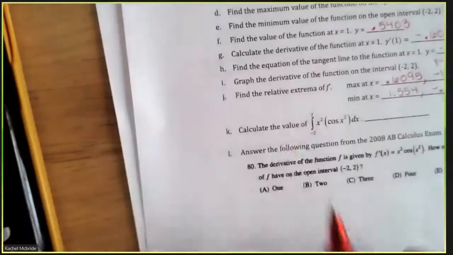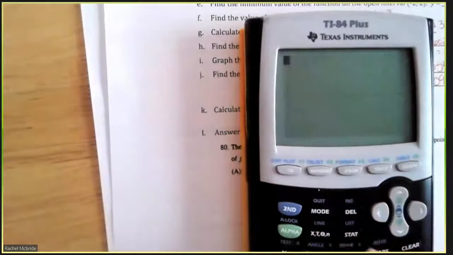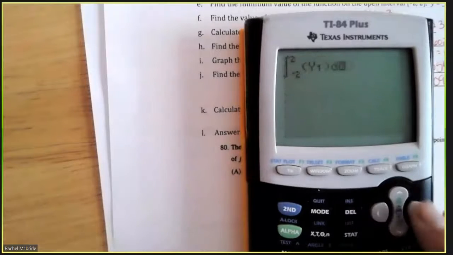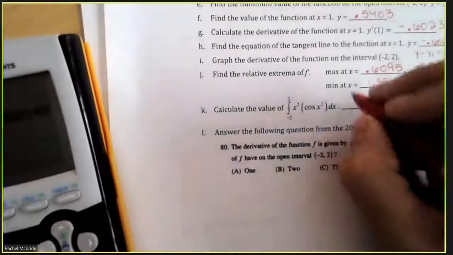Okay, and then the bottom part, calculate the value. So you could do this in one of two ways. You can do it on the graph. You can hit second quit. You can go to math 9. So we're going negative 2 to 2 of the original Y-Vars function. So we want to get Y1 in there with respect to x. And you get negative 2.318.